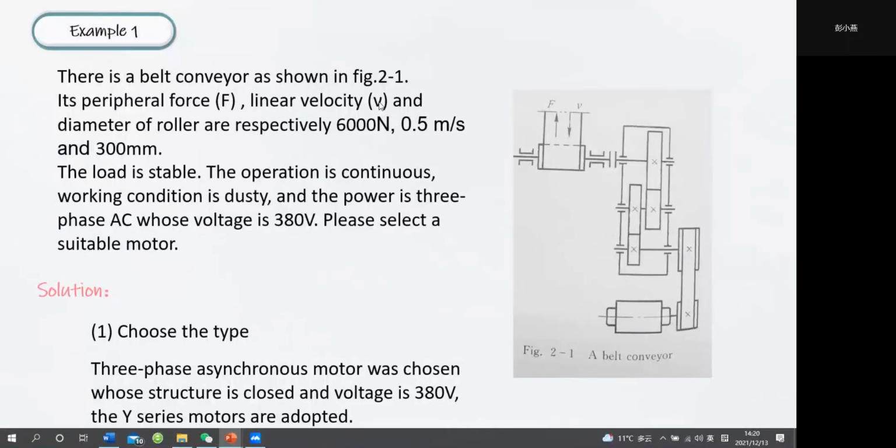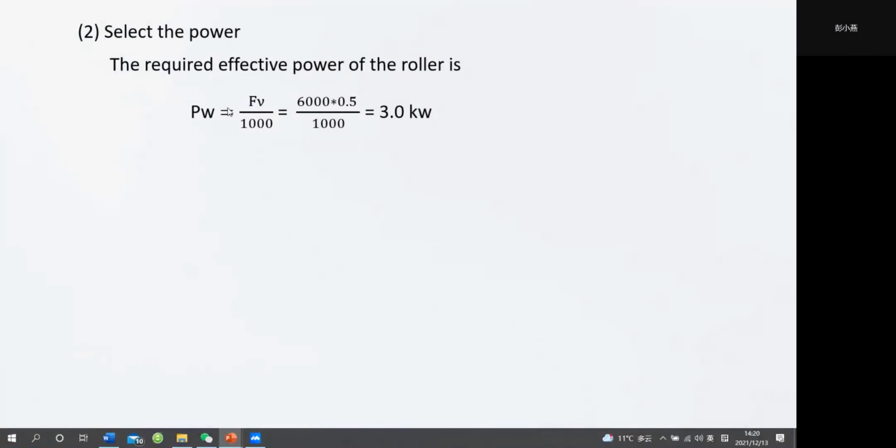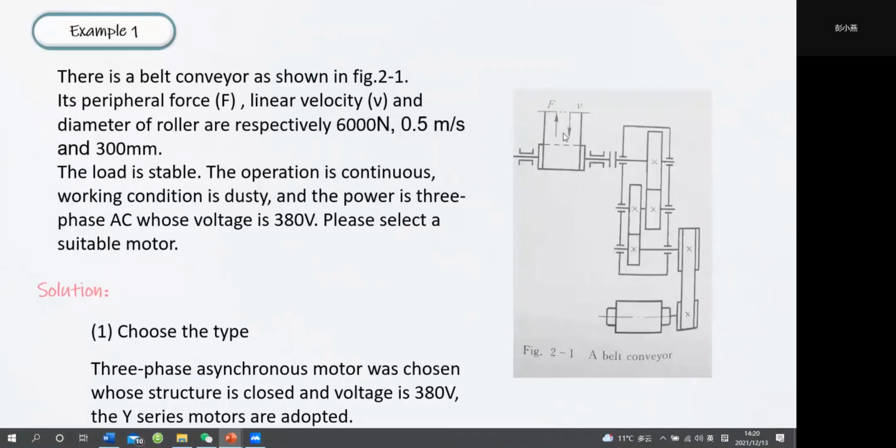We use the F and the V, okay? And then we calculate PW, and then we should calculate the required power for the motor. Then we need to calculate the total efficiency. For the total efficiency, we use the required power of the working part, then we should calculate the required power of the motor.